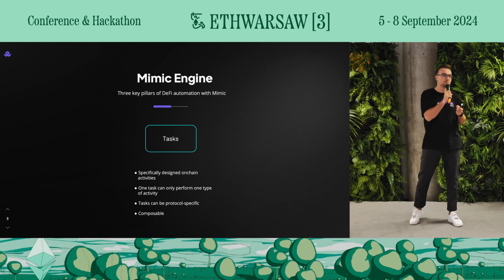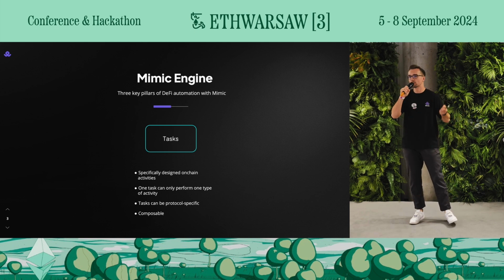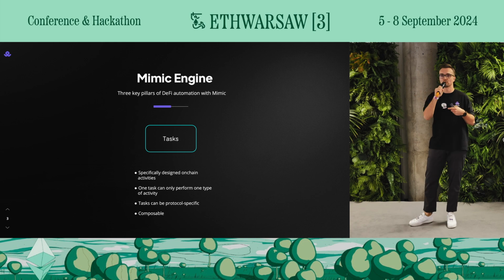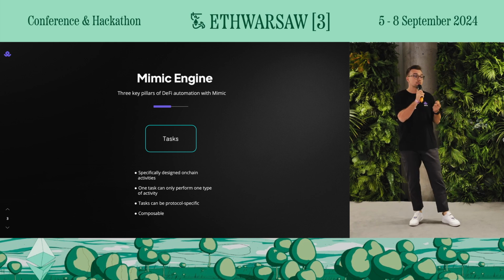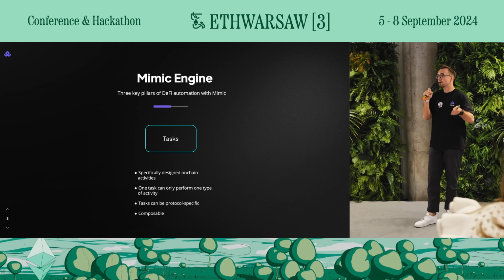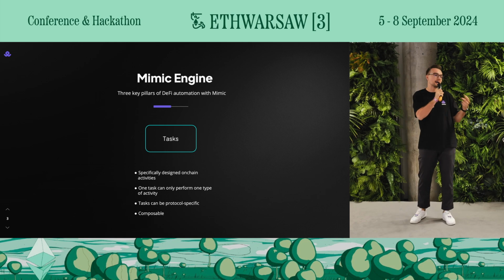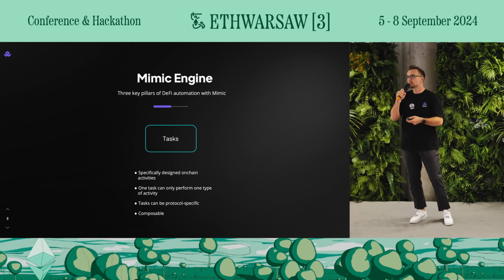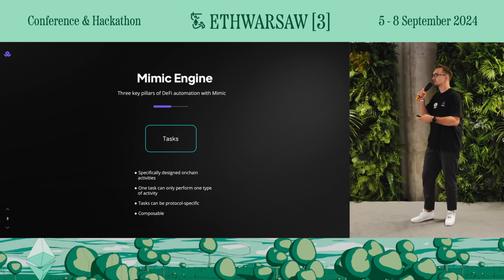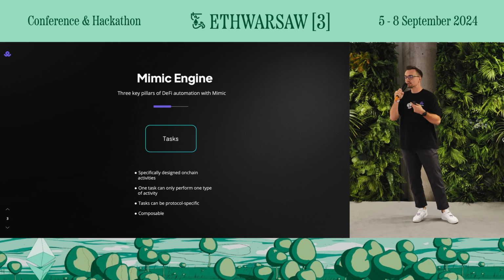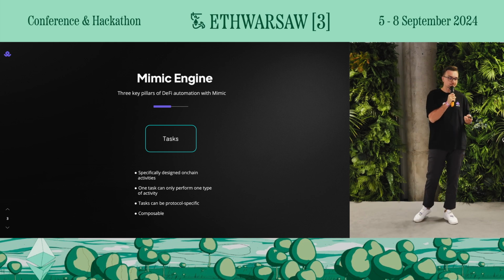Those tasks can be protocol specific. So we can have a swapper with 1inch, we can have a swapper with Paraswap, and they're also composable. So we can connect them all together so they're activated one after another. For example, we can swap an asset and then automatically bridge that asset, and this could be a sequence that can be automated.